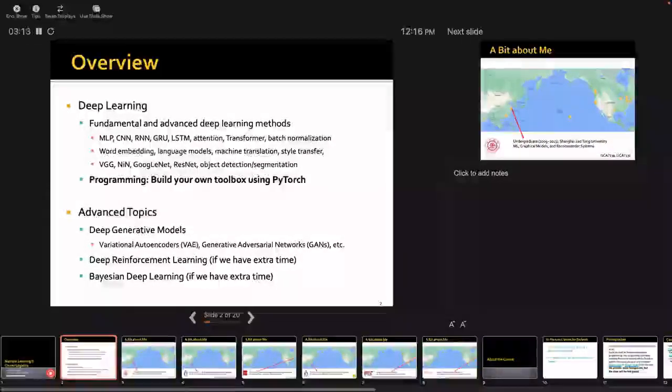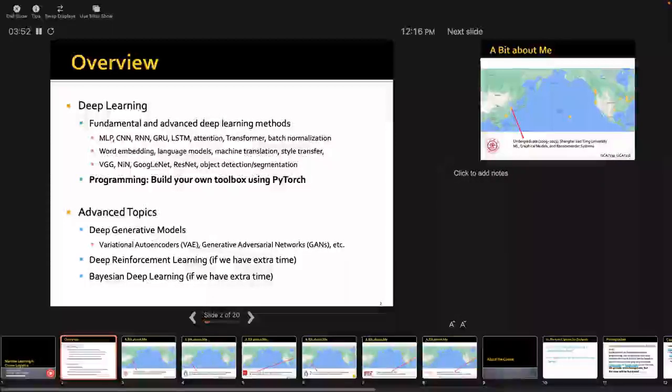We're also going to talk more on the natural language processing side: word embeddings, language models, machine translation, and maybe style transfer. For the first three, some of you may have heard of ChatGPT, which has been very, very popular in the past several weeks. They are actually built on large language models, transformer, and attention. So we're going to cover part of that. ChatGPT is also about reinforcement learning, but we might not have time to talk about deep reinforcement learning.